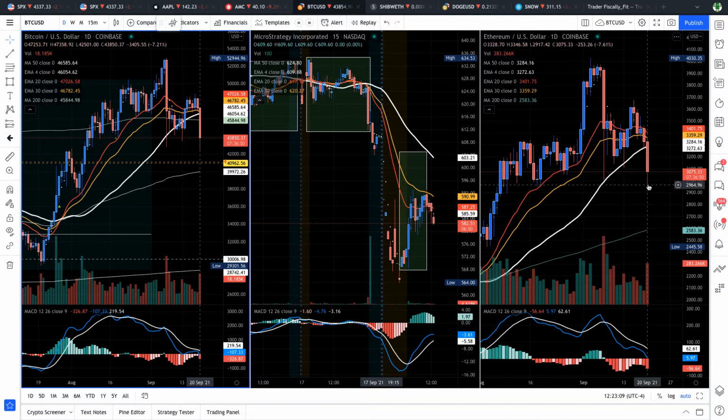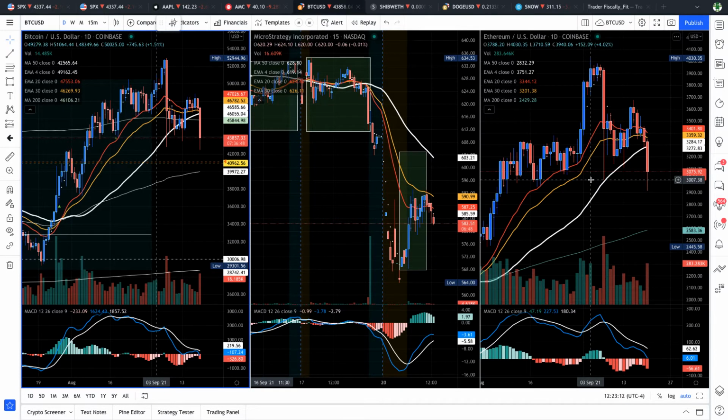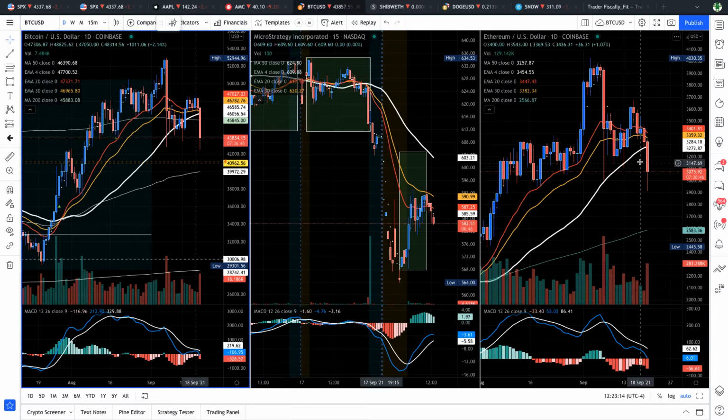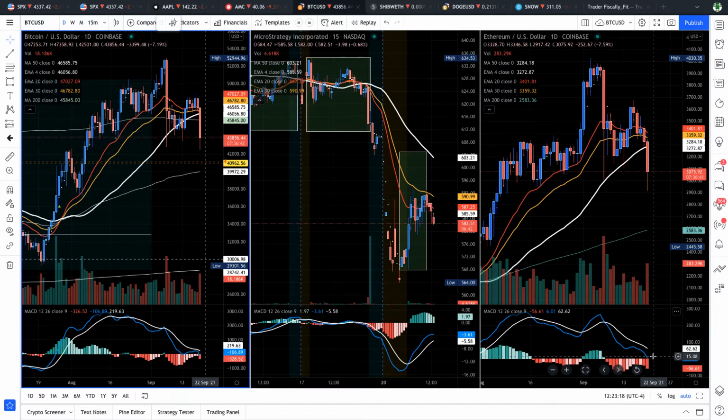Ethereum, trying to hold. There's demand right at this 3,000 level. And basically, is the demand strong enough? The MACDs are telling me there's weakness occurring.